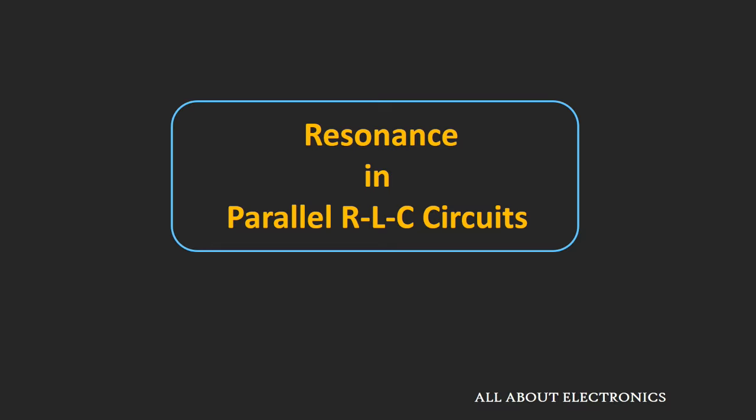So in the last video we had seen the resonance condition for the series RLC circuit, and also we had seen the different parameters like quality factor and bandwidth for this series RLC circuit. So now in this video we will see the resonance in the parallel RLC circuit, and we will also derive the expression for the different parameters like quality factor and the bandwidth.